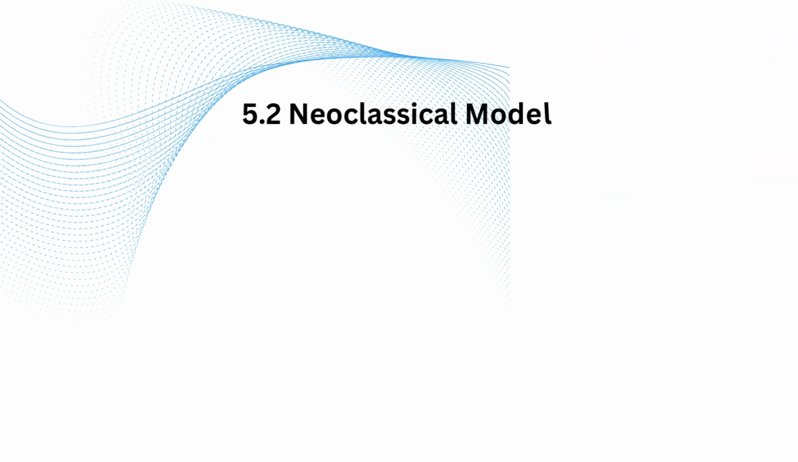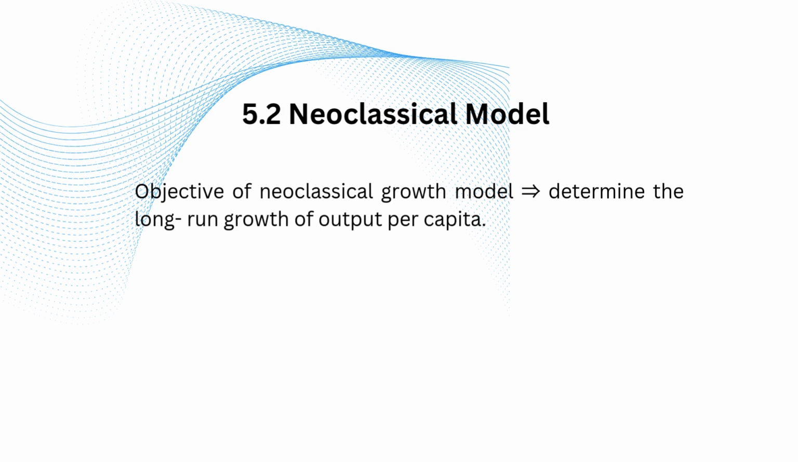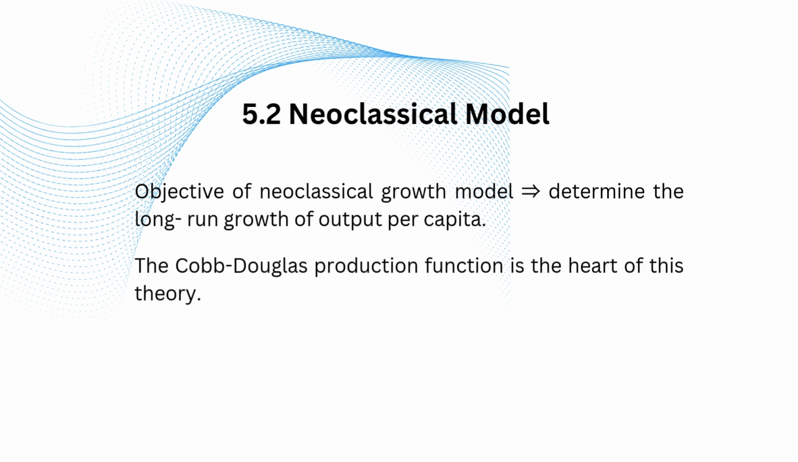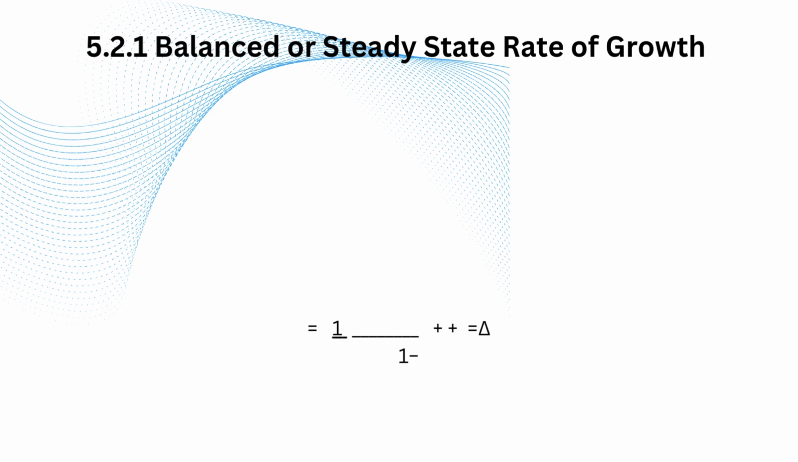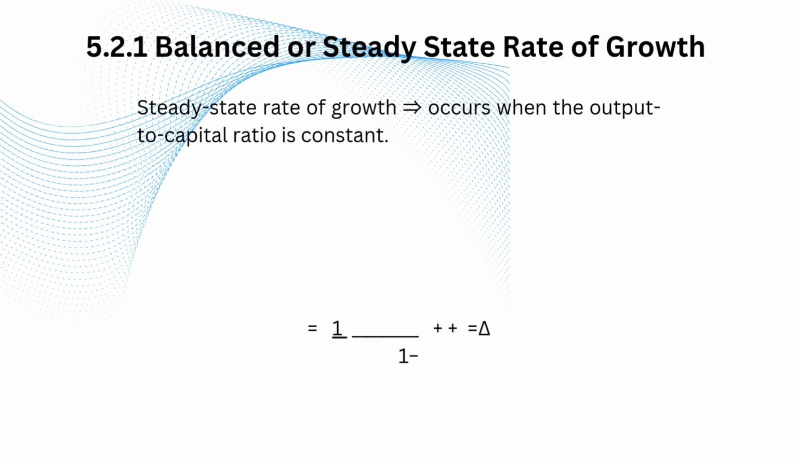5.2 Neoclassical model. Objective of neoclassical growth model: determine the long-run growth of output per capita. The Cobb-Douglas production function is the heart of this theory. 5.2.1 Balanced or steady state rate of growth. Steady state rate of growth occurs when the output to capital ratio is constant.